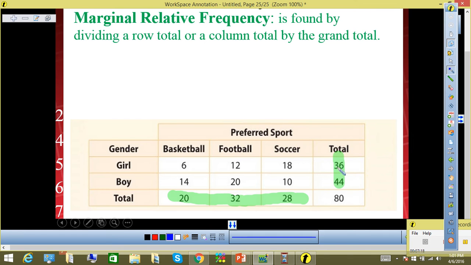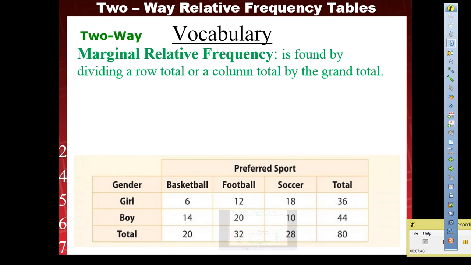To find the relative frequency of the marginal part, known as marginal relative frequency, we do this. 36 over 80, 44 over 80, 20 over 80, 32 over 80, and 28 over 80. Pretty simple? That's what we call marginal relative frequency, and it should look like this once you have your fractions with decimals. There it is, and there it is. Are we there so far?